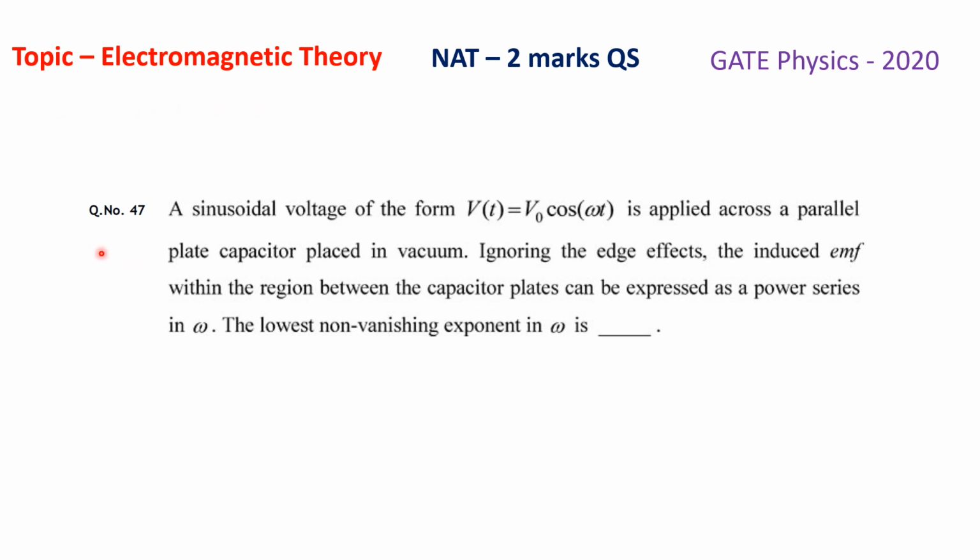The question is, a sinusoidal voltage of the form V as a function of time t equals V0 times cosine of omega t is applied across a parallel plate capacitor placed in a vacuum. Ignoring the edge effects, the induced EMF within the region between capacitor plates can be expressed as a power series in omega. The lowest non-vanishing exponent in omega is. So let us see how to solve this problem.